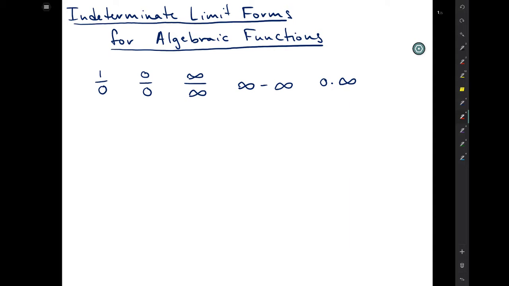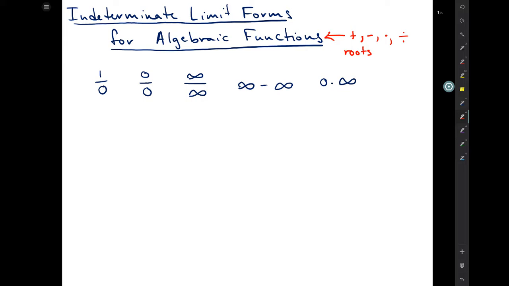Hi, this is Dr. Goldstein, and I am going to discuss indeterminate limit forms. Specifically, I'm going to talk about some forms that come up when we're dealing with algebraic functions. So algebraic functions are functions that we get with the operations addition, subtraction, multiplication, and division, along with being able to take rational roots, so square roots, cube roots, etc.